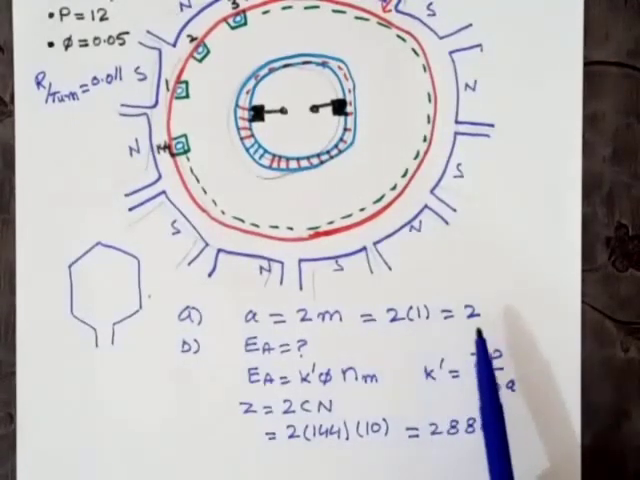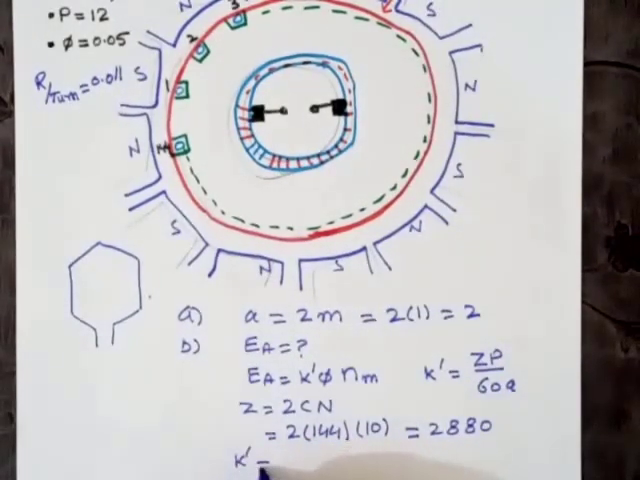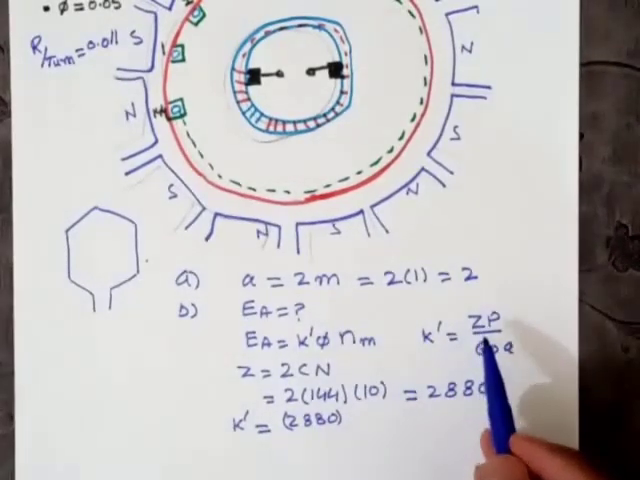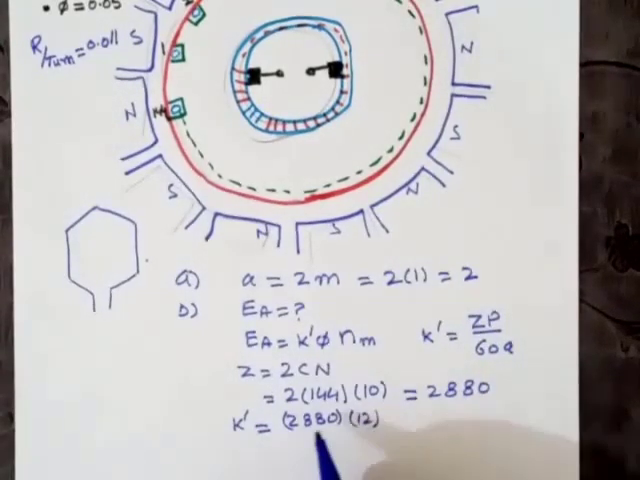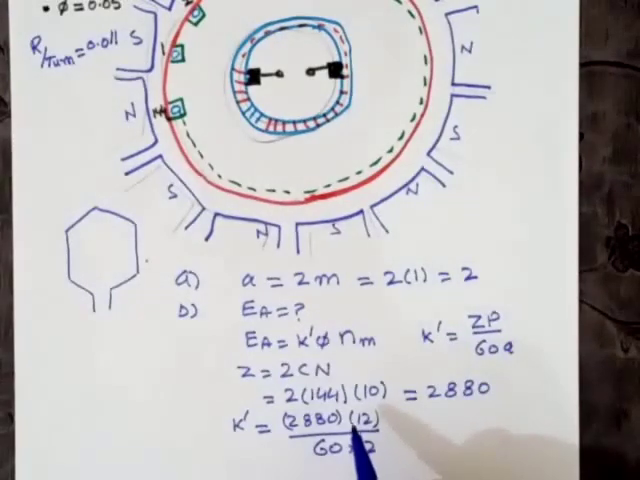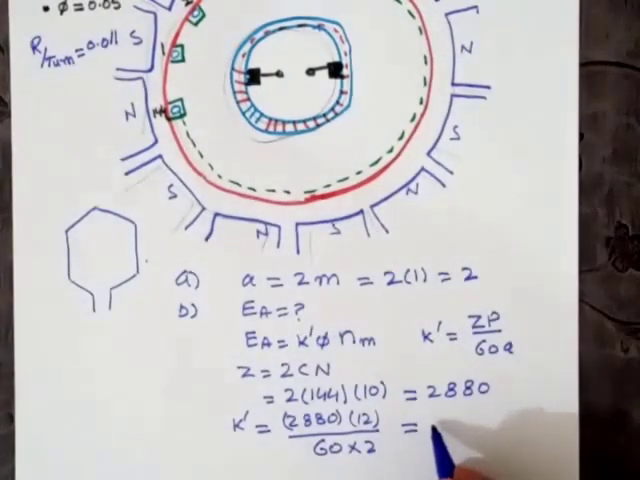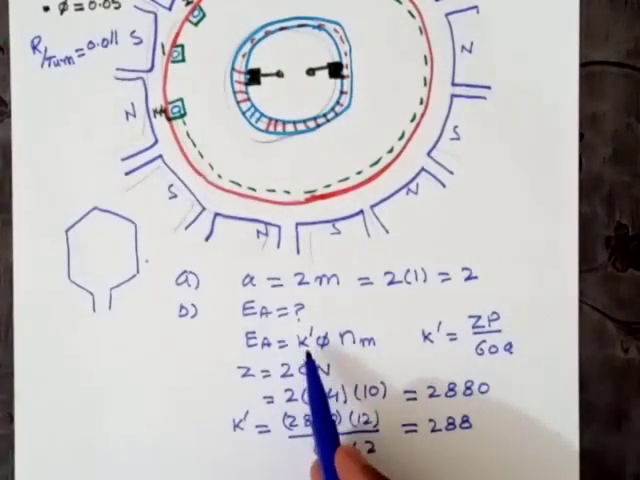And the total number of parallel paths in this particular problem is 2. Putting the values of Z and A in this equation, we get K dash equal to 2880, the number of conductors, times the number of poles, which is given here as 12, divided by 60 times the number of parallel paths, which is 2. Multiplying and dividing these values, we get K dash equal to 288. The value of K dash here is 288.